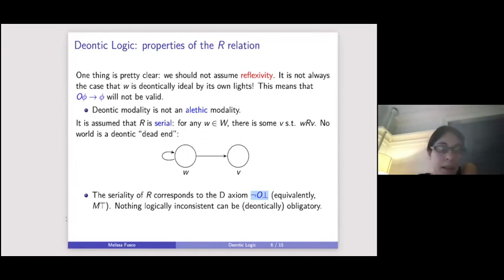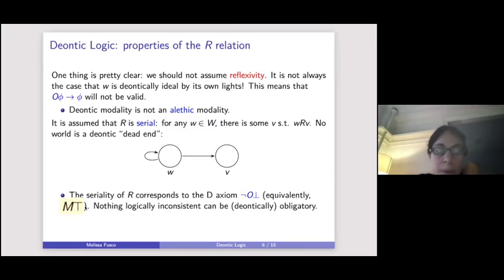So that's a validity in deontic logic. Equivalently, given duality, you can write the D axiom as M top, right? And again, a way of glossing it is nothing logically consistent can be deontically obligatory. So again, a way of looking at that is if may top is true, that means that the tautology is true at any possible world, right?